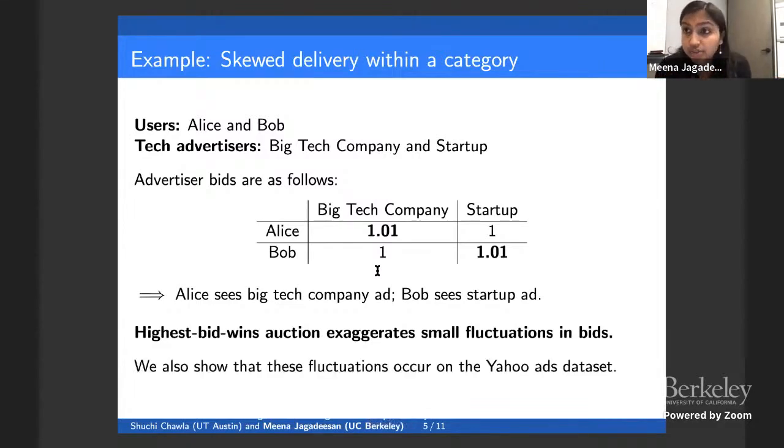We show that these fluctuations are not just theoretical and actually can occur on the Yahoo Ads data set. While I'm focusing on unfairness that can occur within a category of ads, there can also be unfairness from cross-category competition.